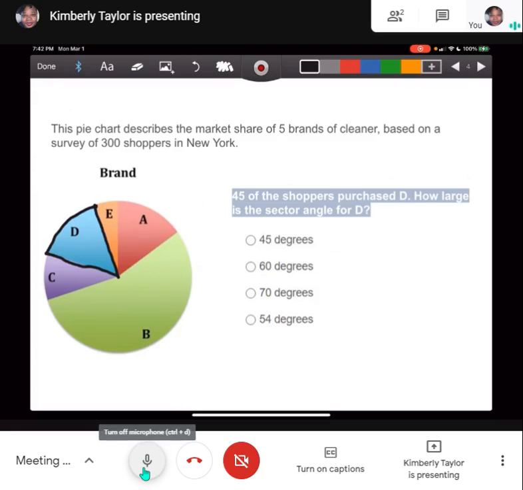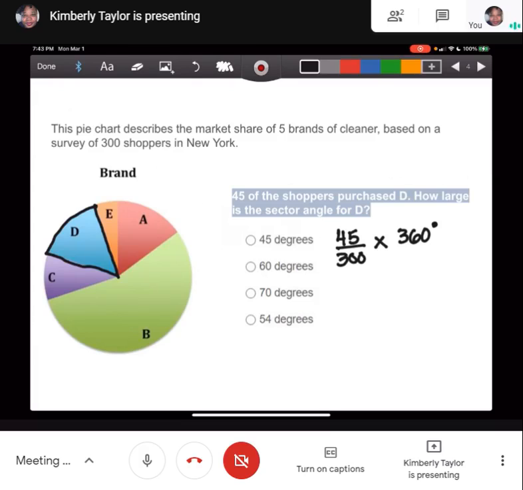Okay, sorry about that. So, in order to find this out, I have 300 total shoppers, and they say 45 shoppers selected D. So the first thing I'm going to do is find out what percent that is. So 45 over 300. And why does that look like a 3 to me? Let's write that again. 45 over 300. Okay, then I'm going to multiply this by 360 degrees.